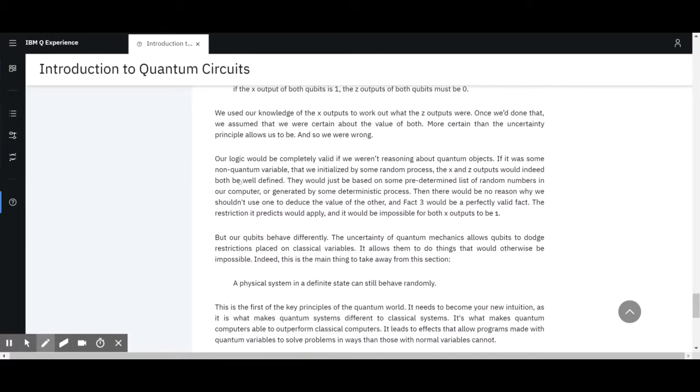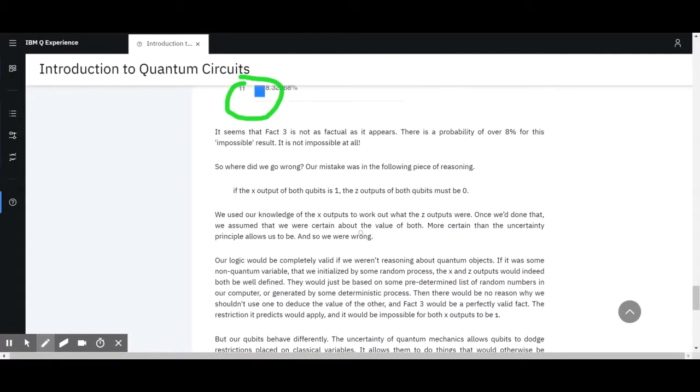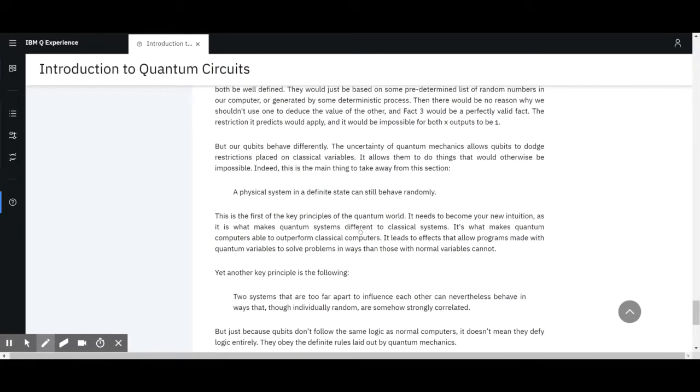It was some non-quantum variable we initialized by some random process. The X and Z outputs would indeed be both well defined. But our qubits behave differently. The uncertainty of quantum mechanics allows qubits to dodge restrictions. Let me see. I have the impression that I haven't grasped that yet completely.